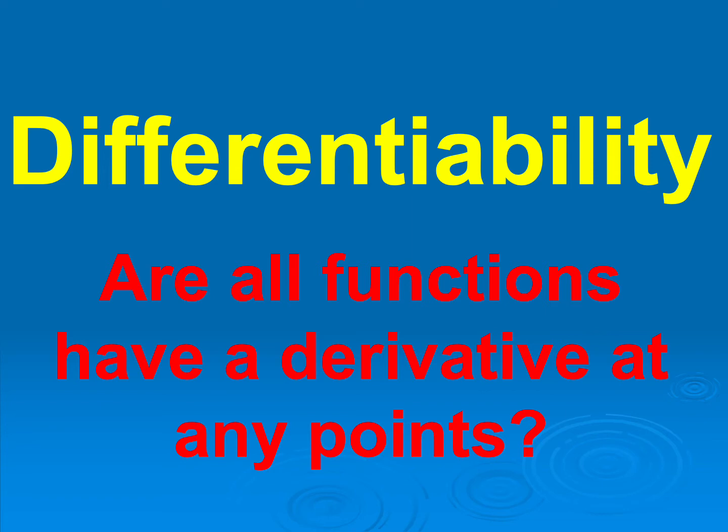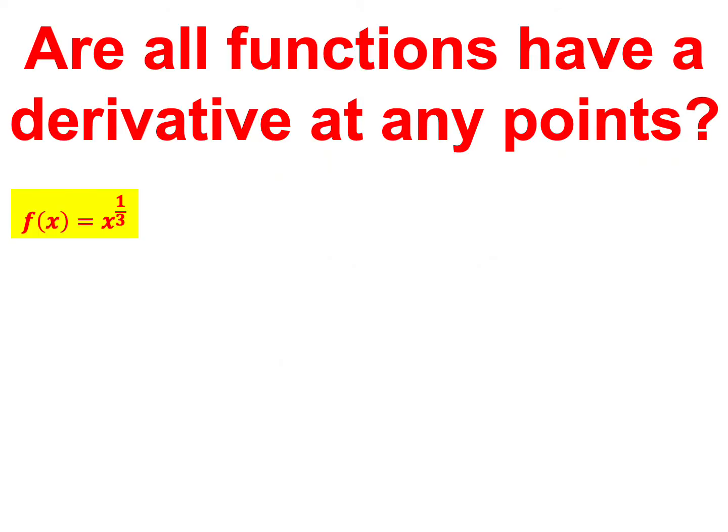In some cases, the function has no derivative at a certain point, but has a derivative at another point. So we call it not differentiable at that point, but it is differentiable at another point. First, we will start with this example. If you look at this example here, we have a function x to the power 3.